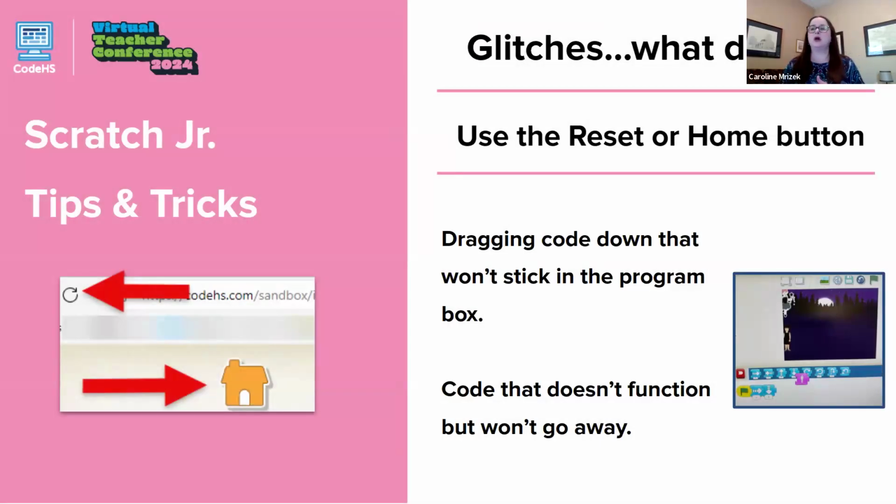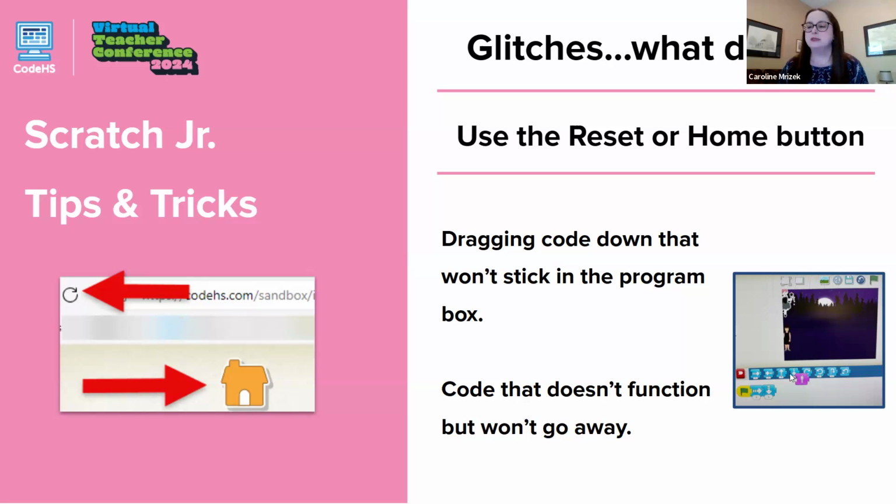Now, sometimes there are glitches. This is in a browser. ScratchJr is working in a browser, and sometimes browsers glitch out. So you can kind of see from this picture on the right how there's a little piece of code that's hanging there. It's not a piece of active code. That code is not doing anything. It's just a screen glitch. So the best way to fix that is to either use the home button or the refresh button to refresh that screen. It'll work every time.